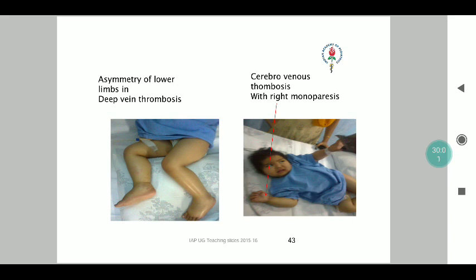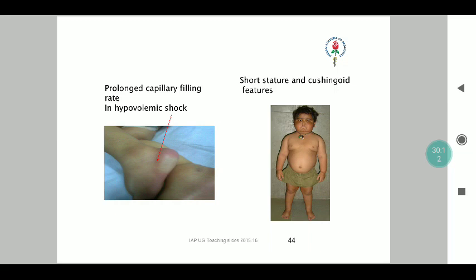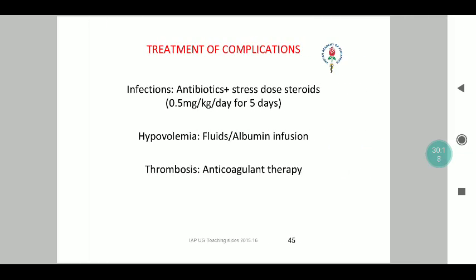DVT is also a risk, and the child is prone to vascular complications also, where there could be an asymmetry of the limb, or it might even go on to a central venous or cerebrovenous thrombosis. If the child is in shock, there will be prolonged capillary filling, and a short stature with Cushingoid features because of steroid toxicity.